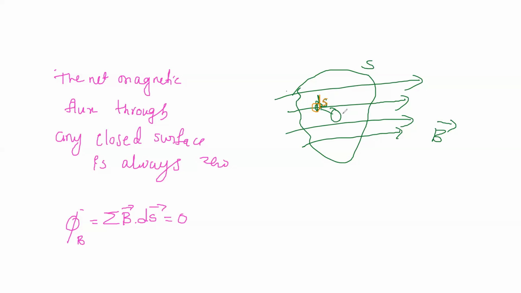Now, let theta be the angle between the magnetic field and the area we have considered. On this basis, we are defining the magnetic flux. The magnetic flux is given by the integral of B·dS, which is equal to what? It is 0. So the net magnetic flux through any closed surface is 0. Very simple statement, no complications in this.